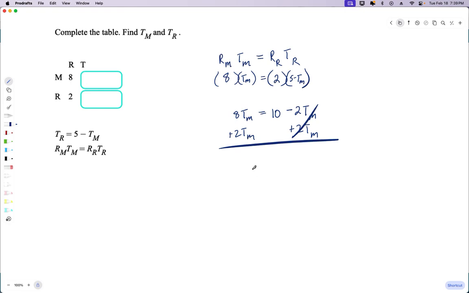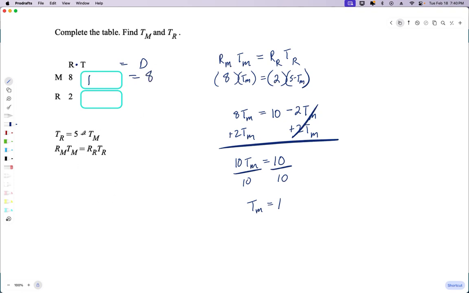This would cancel. This would be 10 TM is equal to 10. Divide both sides by 10. Obviously, TM is equal to 1. So TM is 1. So that is going to be rate times time is equal to distance, right? 8 times 1 is 8.